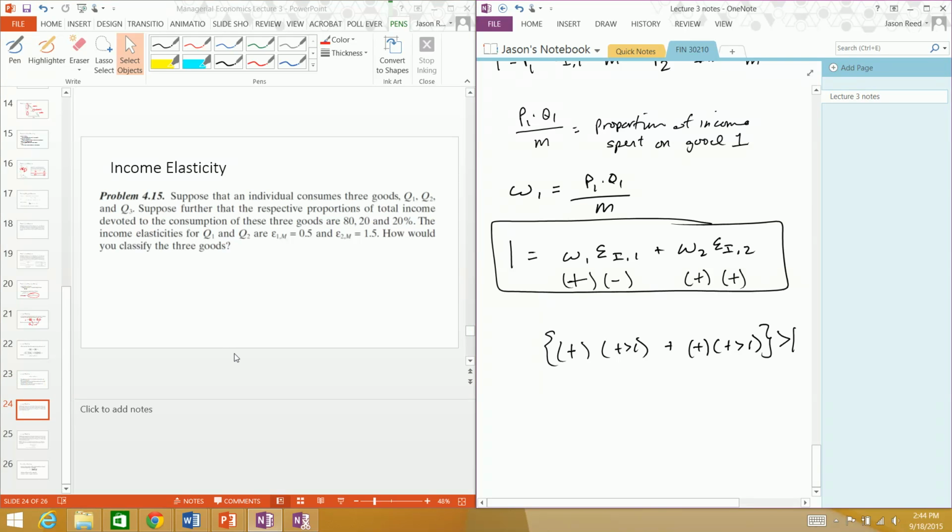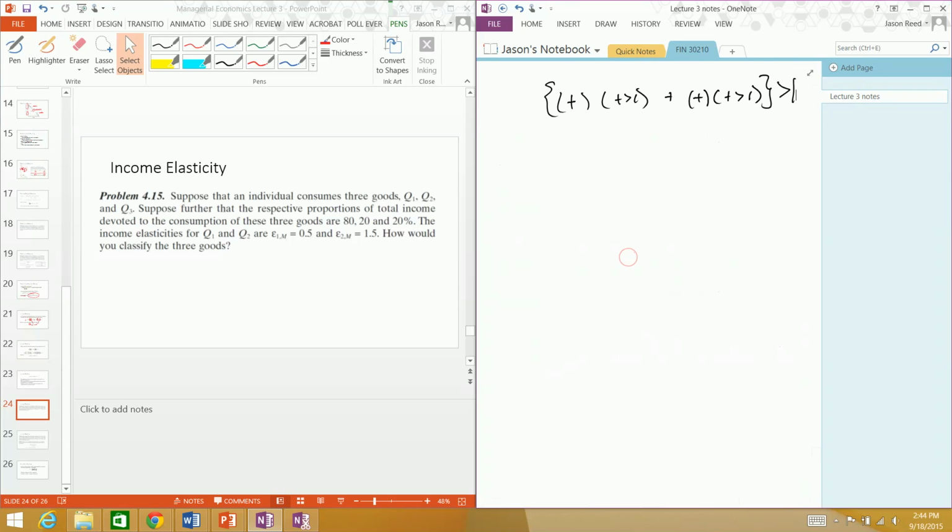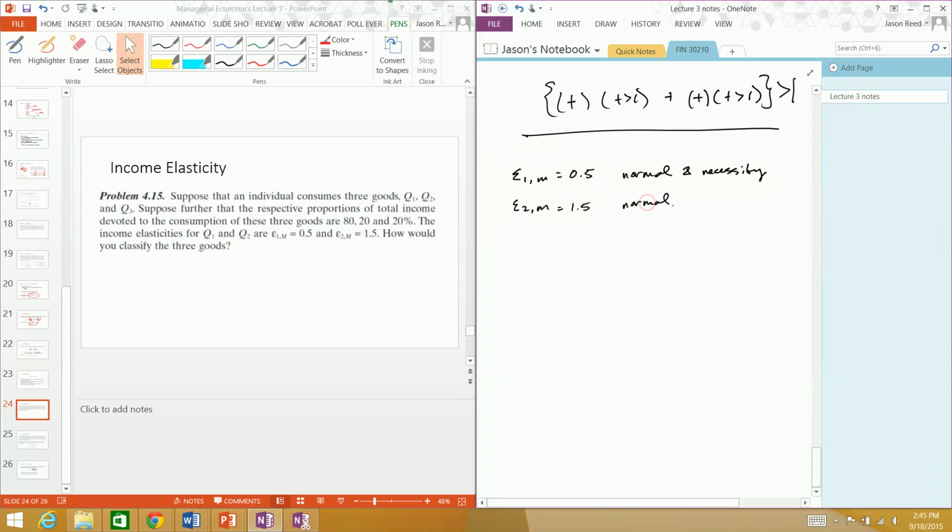Okay, so we ran through this example in class, but let's run through it one more time in how to use this understanding. So we already know how to classify the elasticity of income for good 1. Since it's equal to 0.5, we know that it's a normal good and necessity. Whereas the income elasticity for good 2 is essentially a normal good, but it's also a luxury. So then how do we go about finding out what this classification is for good 3? Well, let's use our formula.